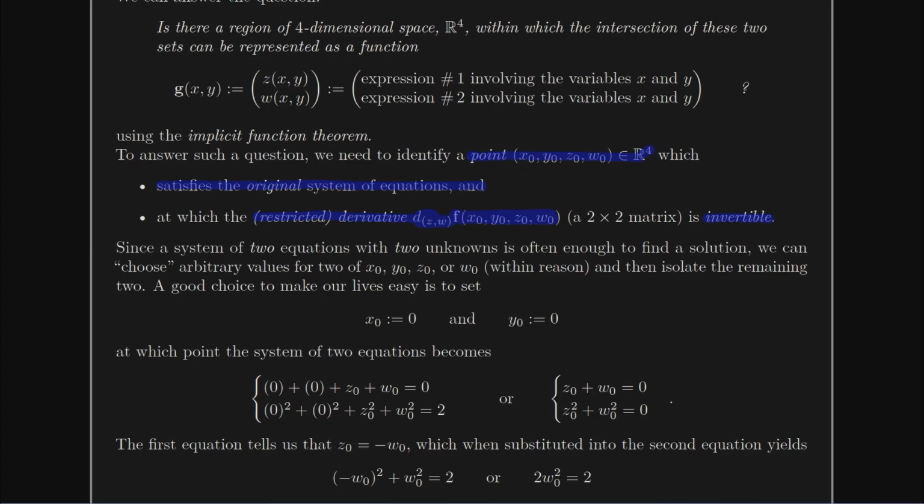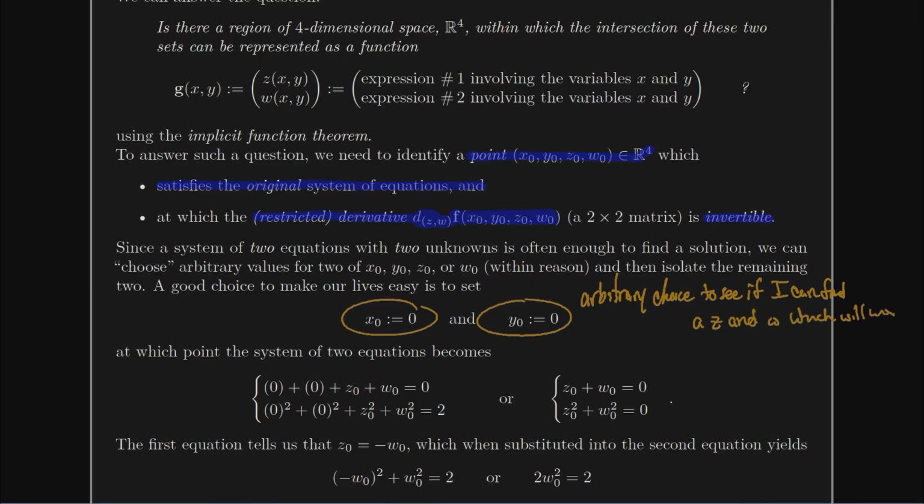Now this may seem really daunting, but in fact, because we have 4 variables and only 2 equations, odds are pretty likely there's more than enough freedom to find points which satisfy these equations. In fact, so much freedom that we can just decide to choose values. This is just an arbitrary choice to see if I can find z and w, which will work. So I've just arbitrarily chosen 0 for x and y, because I know that there's enough space in this intersection that I will be able to find a z and w. So I've just chosen them to be equal to 0 and make my system of equations as easy as possible. So just force those x's and y's to be 0.